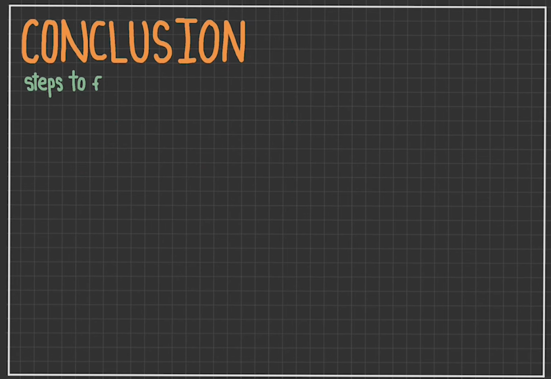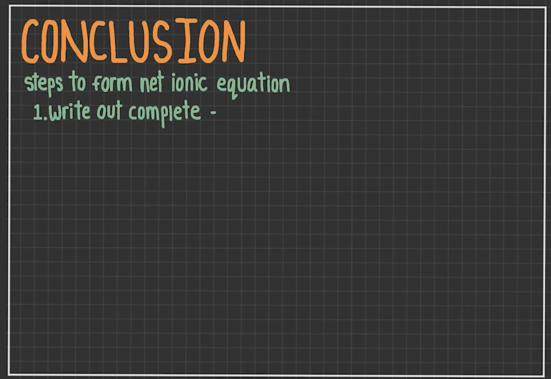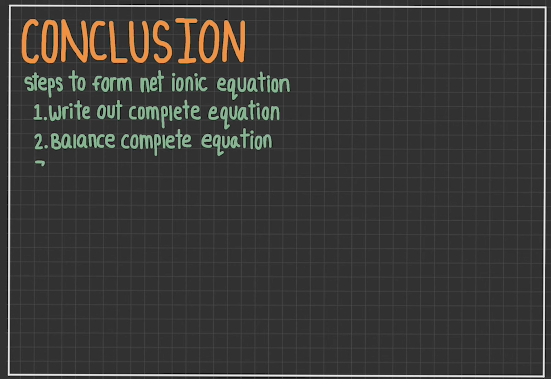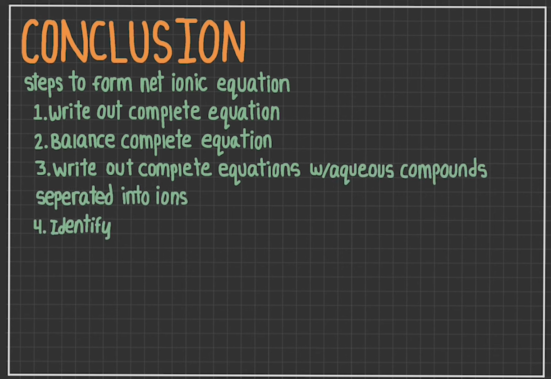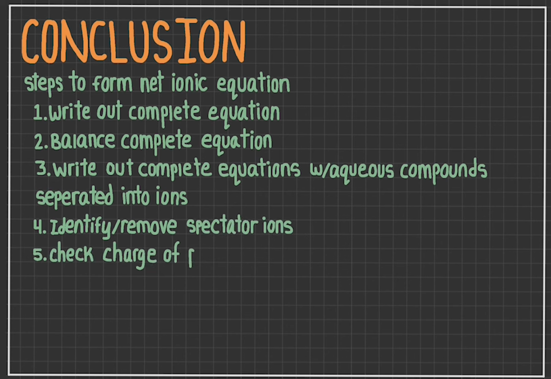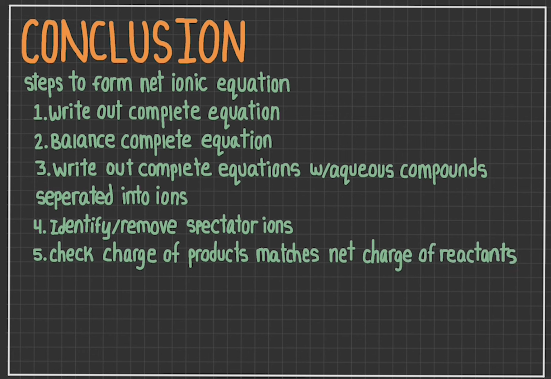To review, the steps to forming a net ionic equation are: 1. Write out the complete equation. 2. Balance the complete equation. 3. Write out the complete equation with aqueous compounds separated into ions. 4. Identify and remove spectator ions. And lastly, 5. Ensure everything is right by making sure the charges are balanced so the charge of the products matches the net charge of the ions.